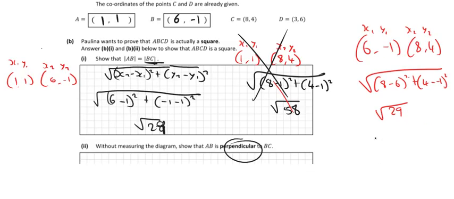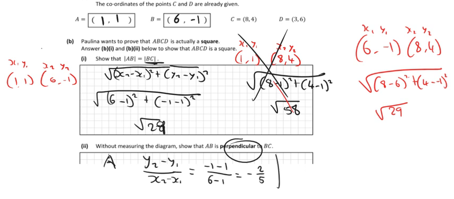Here we see perpendicular again. When we see perpendicular, generally it'll have something to do with the slopes. Therefore, if I find the slope of AB, that's y2 minus y1 over x2 minus x1. That's the formula for slope. And if I'm using AB, it will be minus 1 minus 1 over 6 minus 1. That's minus 2 over 5. And that's for AB. And then for BC, it'll be 4 minus 1 over 8 minus 6.